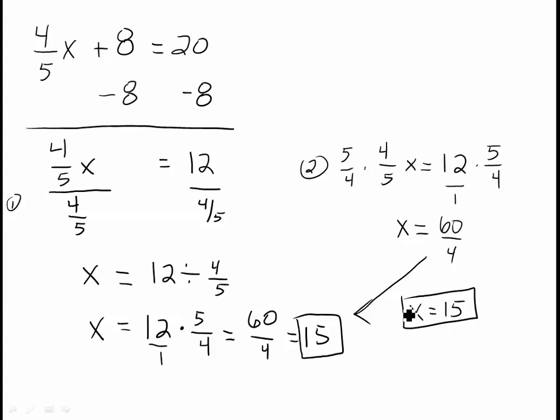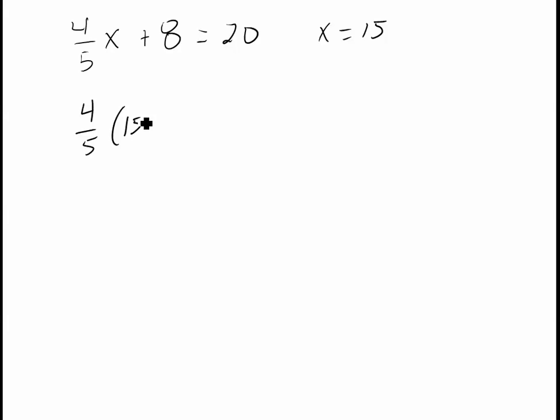Now we do have an option to check our work. You can always do that when solving equations. Again, the original problem was 4/5 x plus 8 equals 20. We thought that x should equal 15. So by substitution, it should be true.